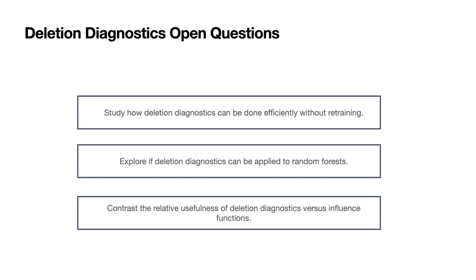I mean, there is a naive brute force way of doing it, right? You retrain the random forest by removing the data point, but that's too expensive. The question is if there's a smarter way of doing that.